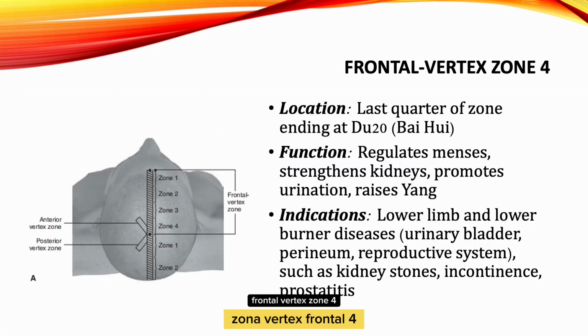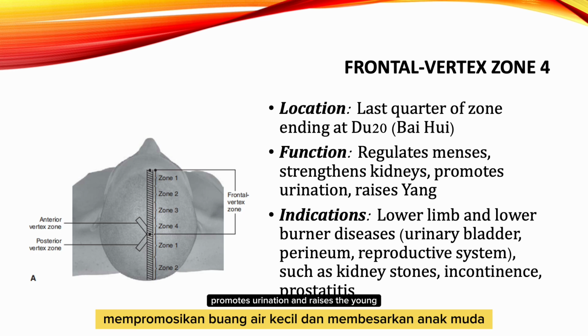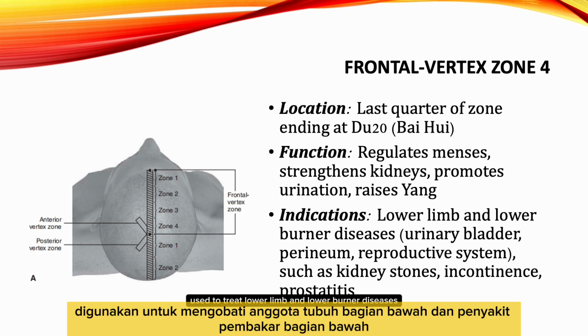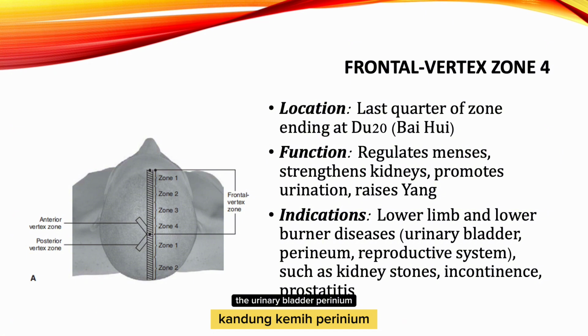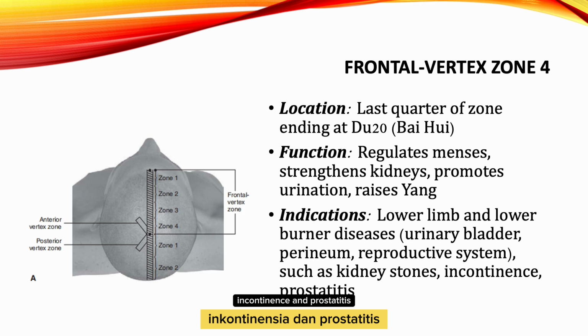Frontal vertex zone 4. The last quarter of the zone ending at Du-20. Regulates the menses, strengthens the kidneys, promotes urination, and raises the yang. Used to treat lower limb and lower burner diseases, the urinary bladder, perineum, and reproductive system, such as kidney stones, incontinence, and prostatitis.